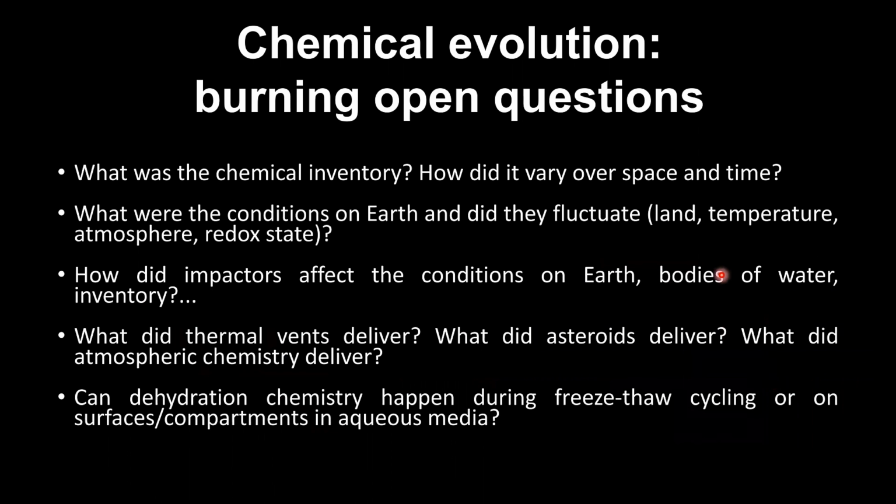And I would like to point out some burning open questions to the community before we end this primer talk. What was the chemical inventory? How did it vary over space and time? What were the conditions on Earth and how did they fluctuate and how much? Land in terms of temperature, atmosphere, redox state, and so on. How did impactors affect the conditions on Earth, bodies of water, inventory? What did thermal vents deliver? What did asteroids deliver and what did atmospheric chemistry deliver? Can dehydration chemistry happen during freeze-thaw cycling or on surfaces or subcompartments in aqueous media? So there are many open questions.